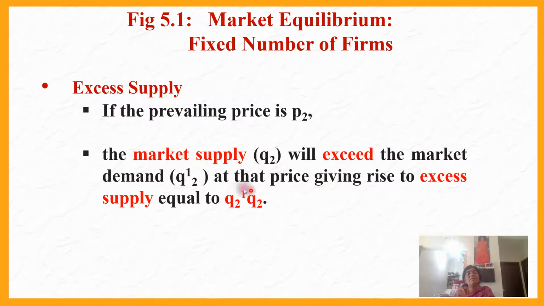What is the excess supply? The magnitude is denoted by Q2 dash Q2. I have explained with the help of the diagram. You can go back and revise the diagram. Q2 dash Q2, because Q2 is the supply and Q2 dash is the demand. The distance between Q2 and Q2 dash will give you the magnitude of the excess supply. I hope you understood.